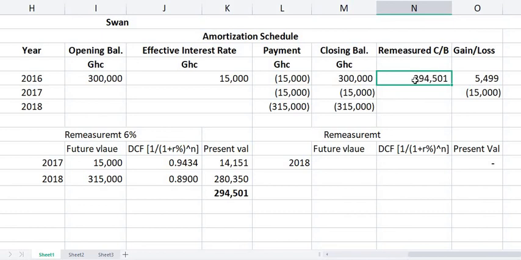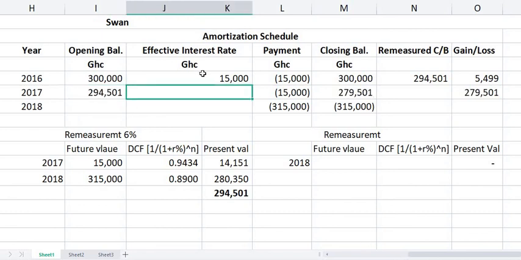Since it is a financial liability, a reduction in the closing balance is a gain. So the difference between this and this will give us a gain of 5,499. So we are going to enter 2017 with this value, 294,501, instead of this 300,000.